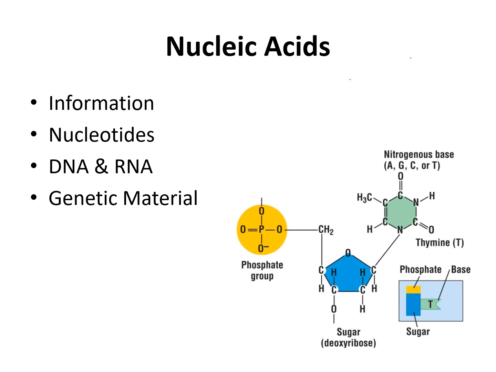This is the basic structure of a nucleotide, and the nucleotide has a phosphate group, a sugar group, and a nitrogenous base. And DNA has 4 different options for nitrogenous bases: adenine, guanine, cytosine, and thymine. And one of the differences between DNA and RNA is that instead of thymine in DNA, RNA has uracil.